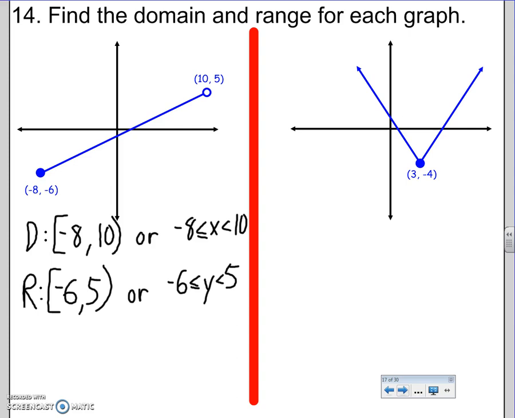Alright, same idea for this other picture. It's the absolute value, you can tell. Domain, how far left, how far right? It goes left forever to -infinity. Again, infinity always has parentheses. How far right does it go? To +infinity. Alright, if you see -infinity to +infinity, you should say all real numbers.